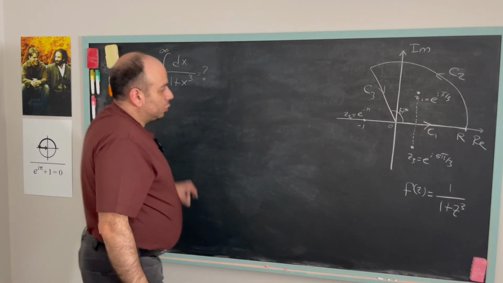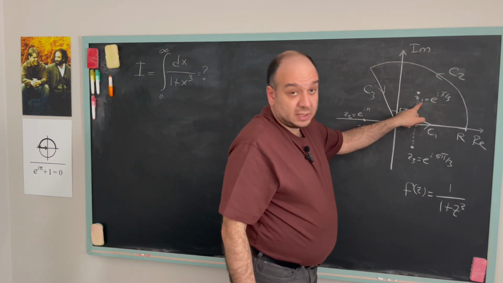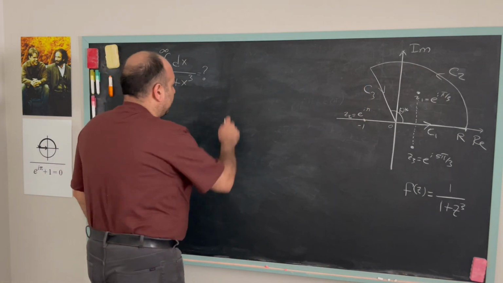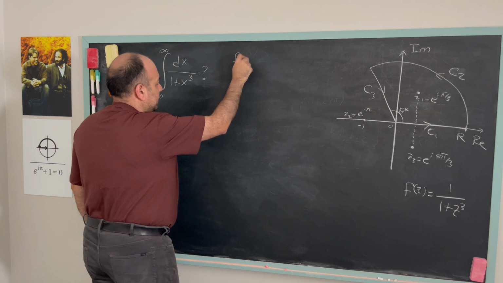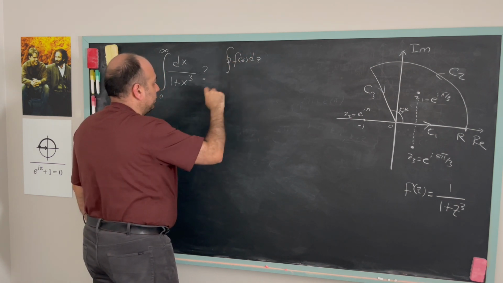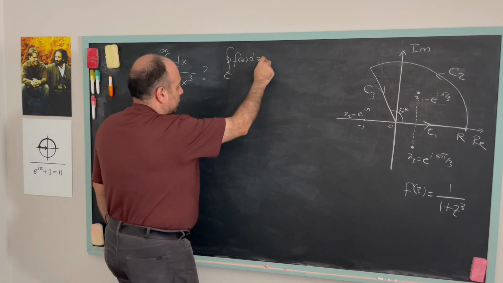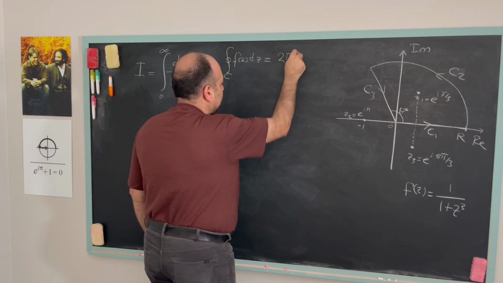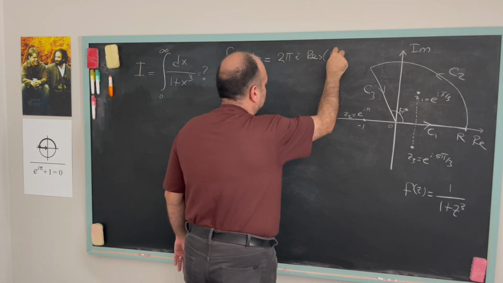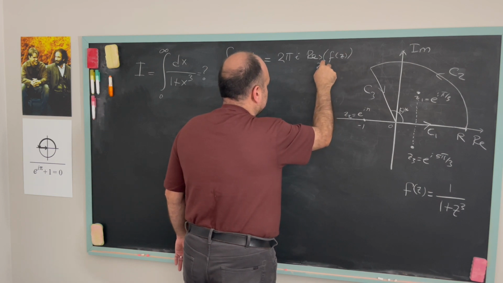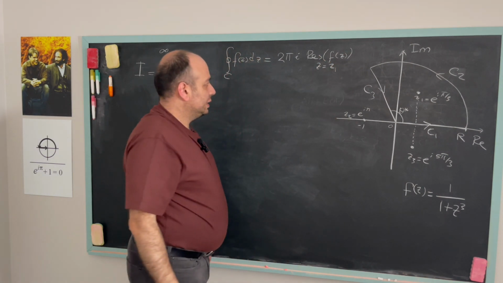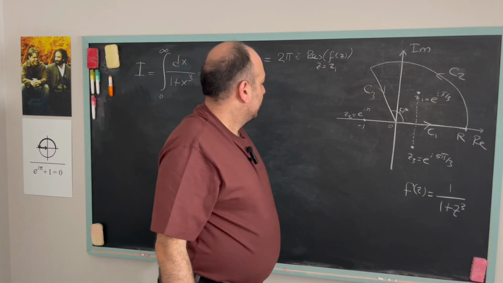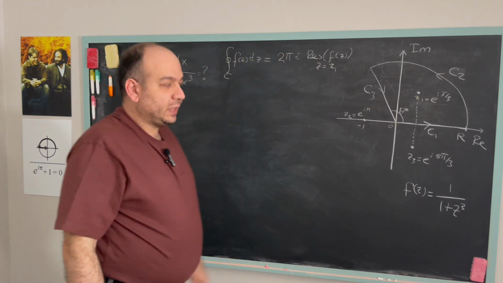So as you see, my contour includes only this pole. So there's only one pole inside the contour I chose. So if I define the contour integral of f of z dz over the closed contour, by the residue theorem, this is equal to 2 pi i times the residue of f of z at z equals z1. Since there is only one pole, I just need to calculate the residue of that function at that pole, z equals z1.